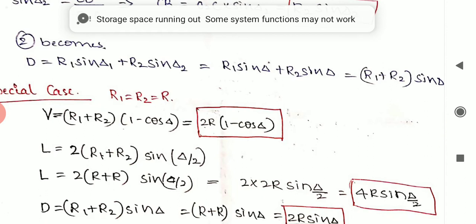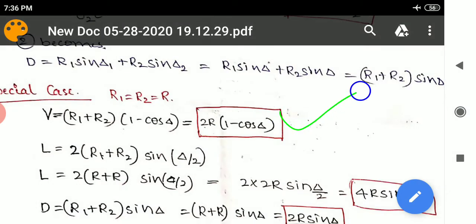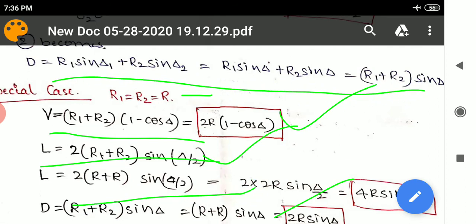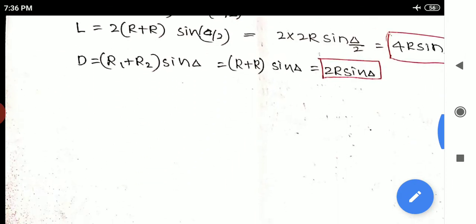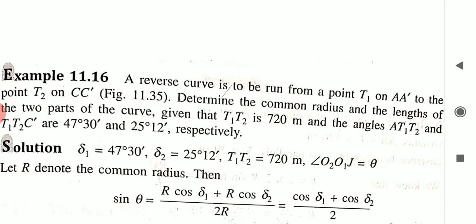So the formula for V is like this, and L equal to, and D equal to. If R equal to R1 equal to R2, then the cases will be like this. The derivation comes after, and the final answer is like this. Then we will discuss the problem session in these cases.